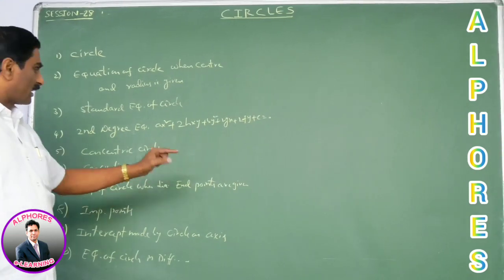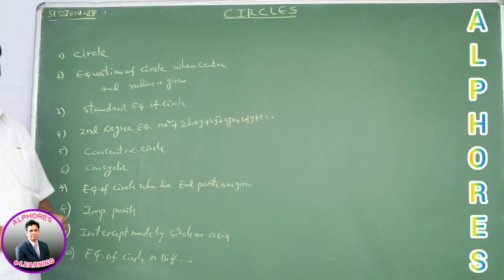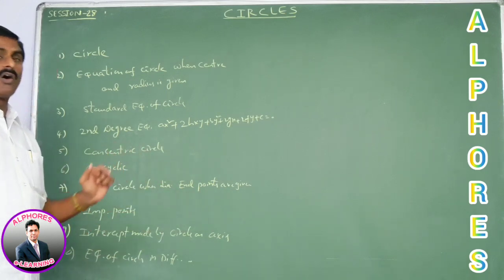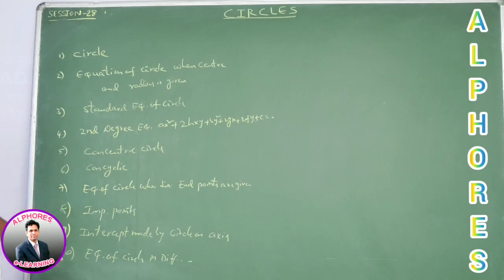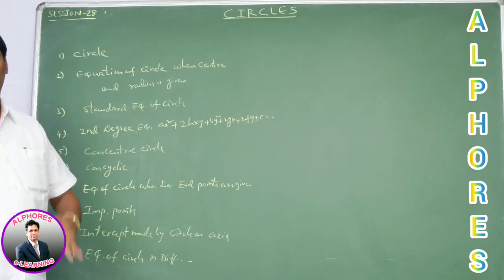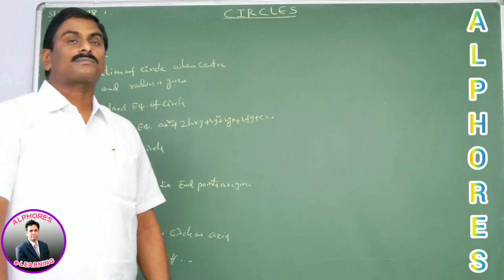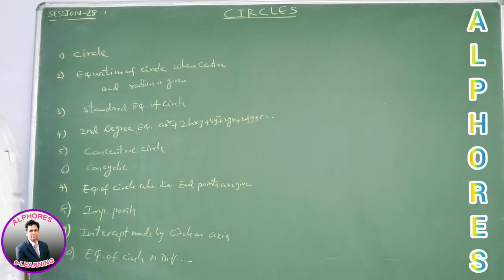Next, equation of the circle when diameter endpoints of the circle are given. Next, some important points on the circle. Intercepts made by a circle on axes and equation of the circle in different forms. Brief discussion about these points.